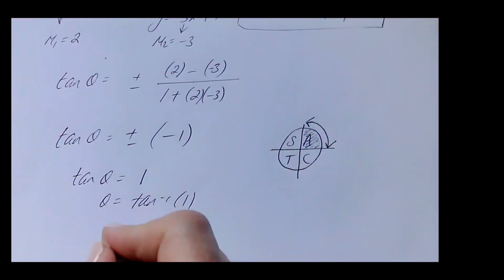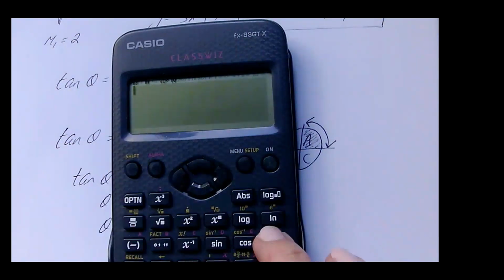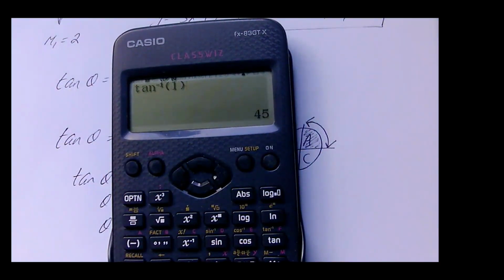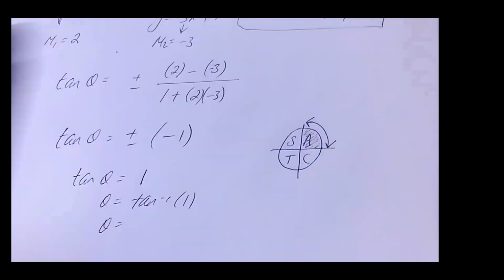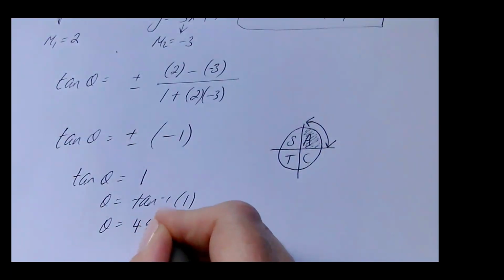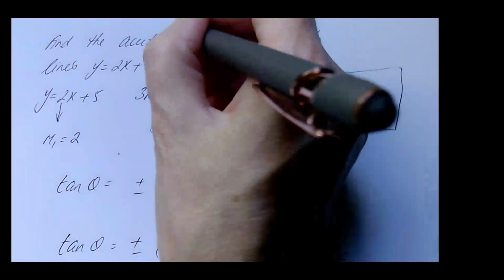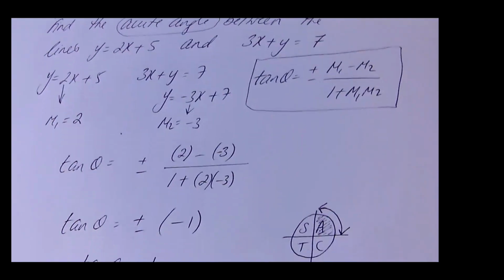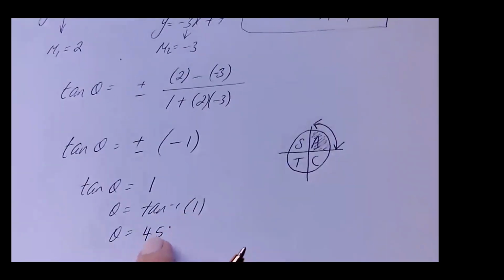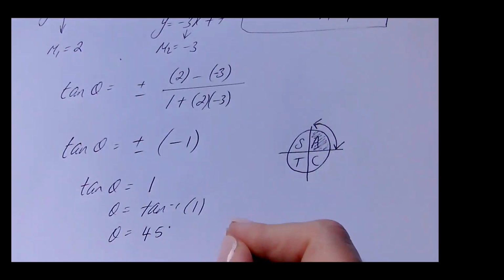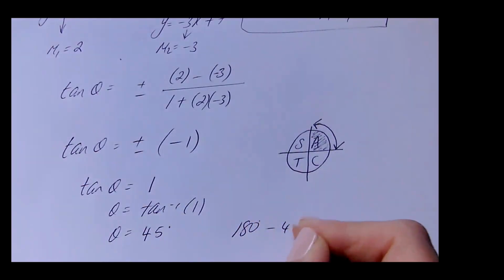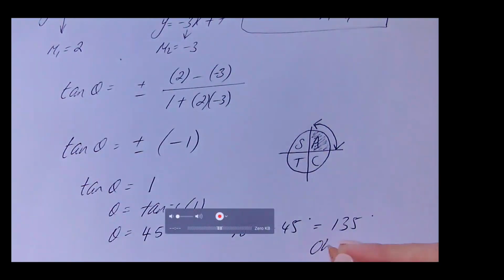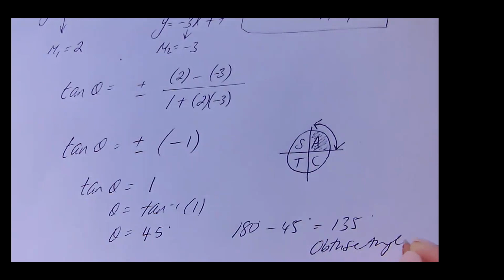So the easiest thing to do is get that acute angle. So tan inverse of 1 gives me 45 degrees. So the acute angle is 45 degrees. That is what I was asked for in the question. But if I had been asked for the obtuse angle, I would still advise you to always get the acute angle first. And if I'd wanted the obtuse angle, I would just do 180 minus 45 degrees, which is 135. And that would be the obtuse angle, if that's what I had been asked for.